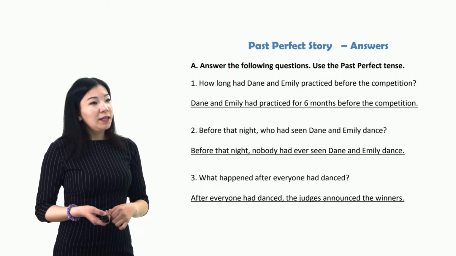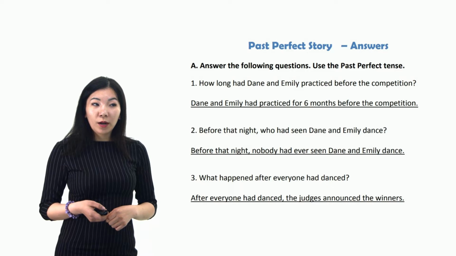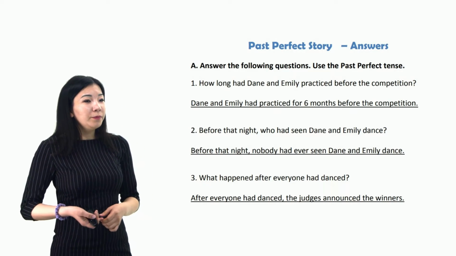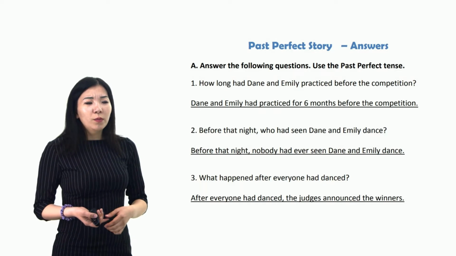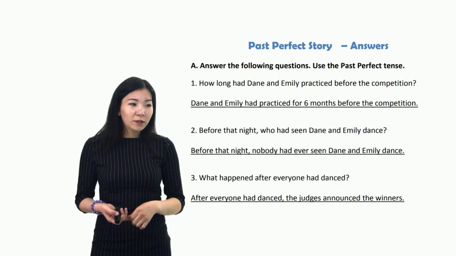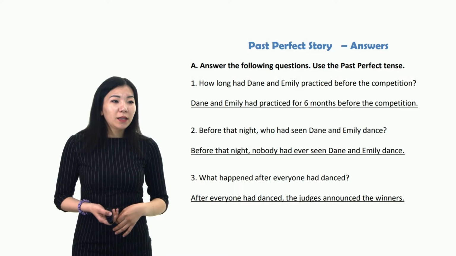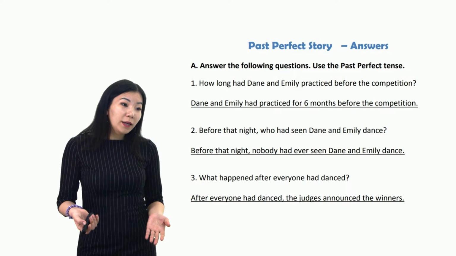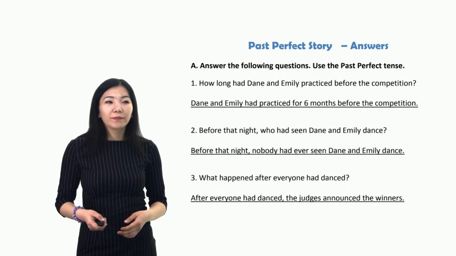How long had Dane and Emily practiced before the competition? Dane and Emily had practiced for 6 months before the competition. Yes, you remember. Before that night, who had seen Dane and Emily dance? Before that night, nobody had ever seen Dane and Emily dance. What happened after everyone had danced? After everyone had danced, the judges announced the winners, right?